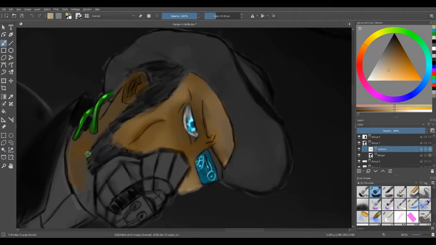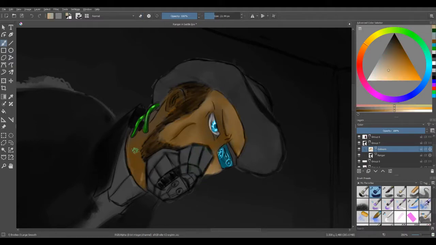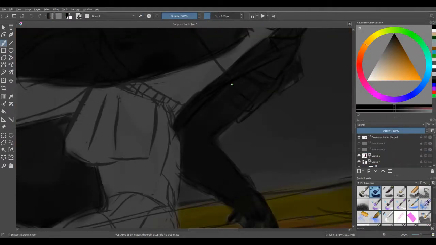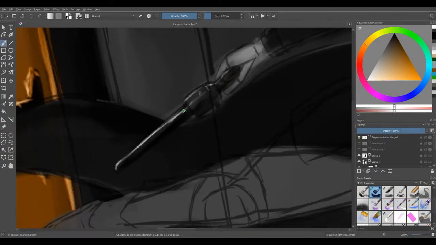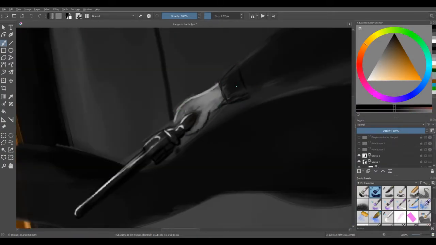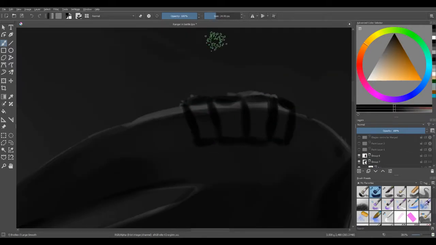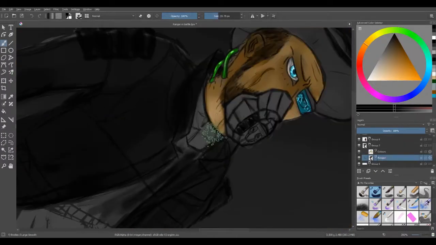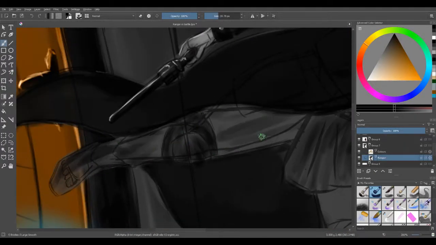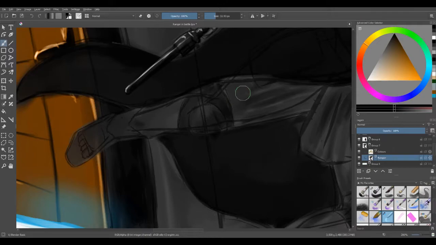Next race, Mezurashis. Humans that actually managed to evolve themselves from constant exposure to space. They just adapted. Their most unique trait? They have a second thumb on their hands. And the last race, the Zoris, which are basically ancient lizard people.